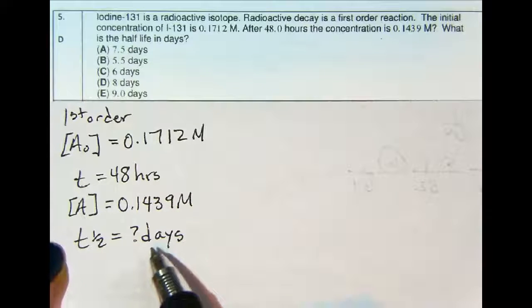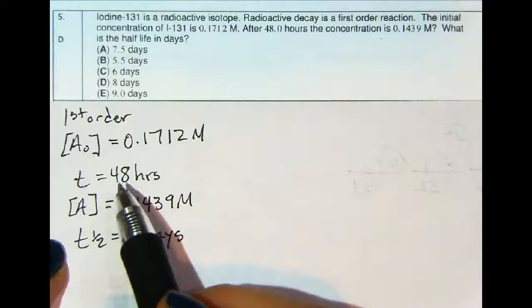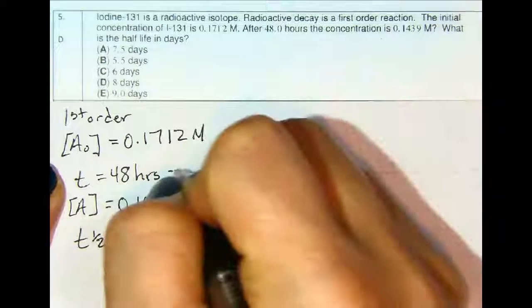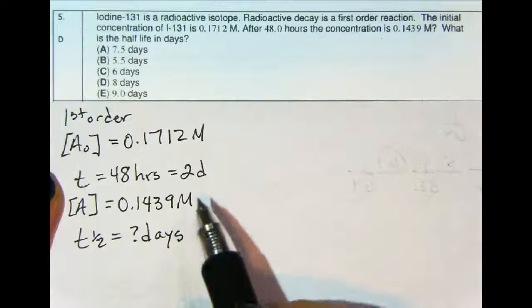So first of all, they want the half-life in days, but the time we were given was in hours, so we should go ahead and convert hours to days. And of course, 48 hours is equal to 2 days.